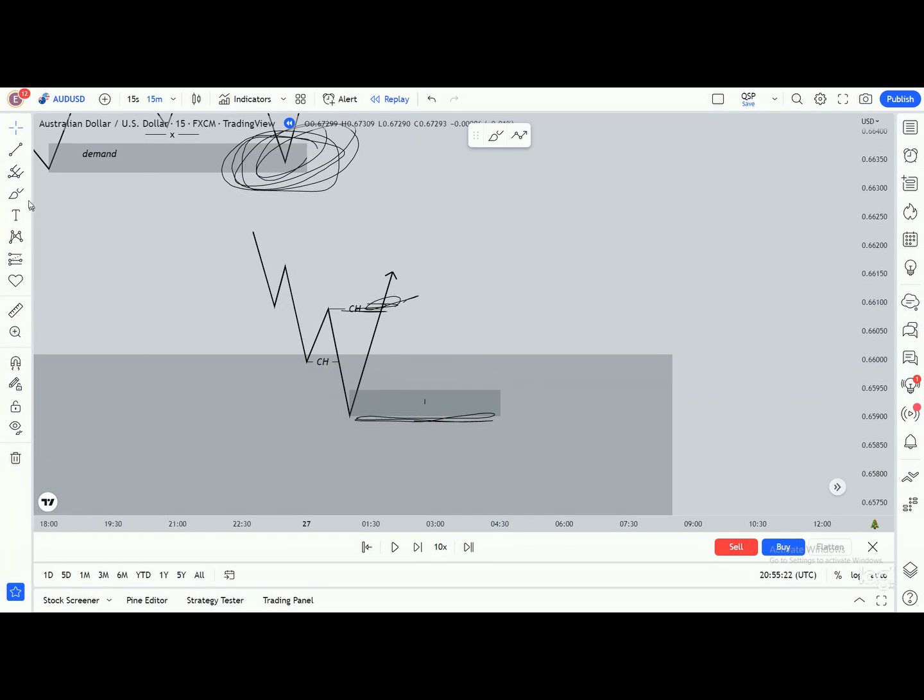Sometimes price can do this, and then start moving around a bit here. I'm not making the trade then, because I know that it's building liquidity here now. But if price just comes down here, let me just get rid of this stuff.